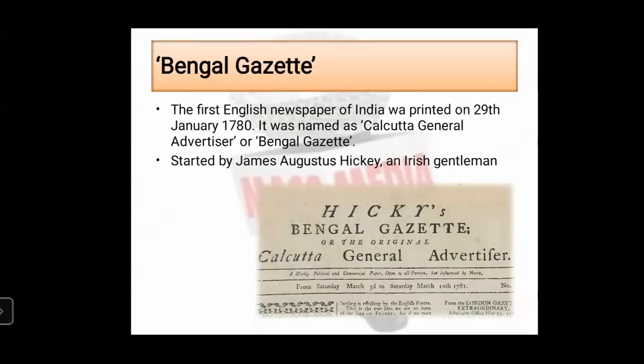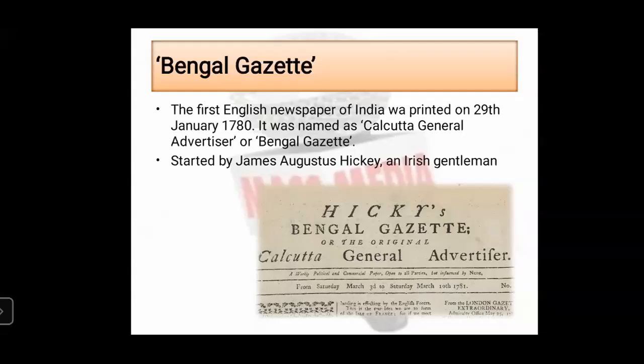Okay, very simple. In this paragraph, what you need to remember is what the Bengal Gazette was. It was the first English newspaper. It was printed on 29th January 1780. Remember both the names and by whom it was started. Very simple. Many times we have done this.